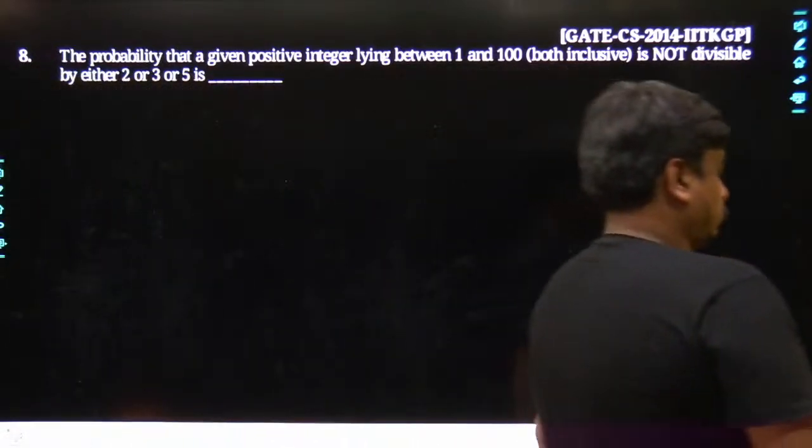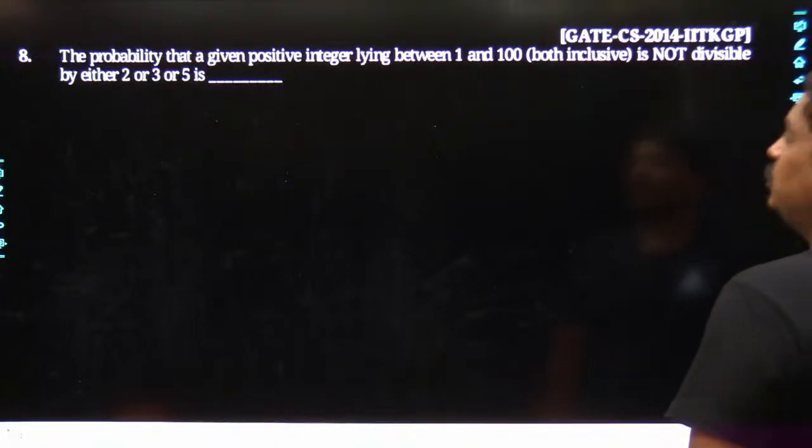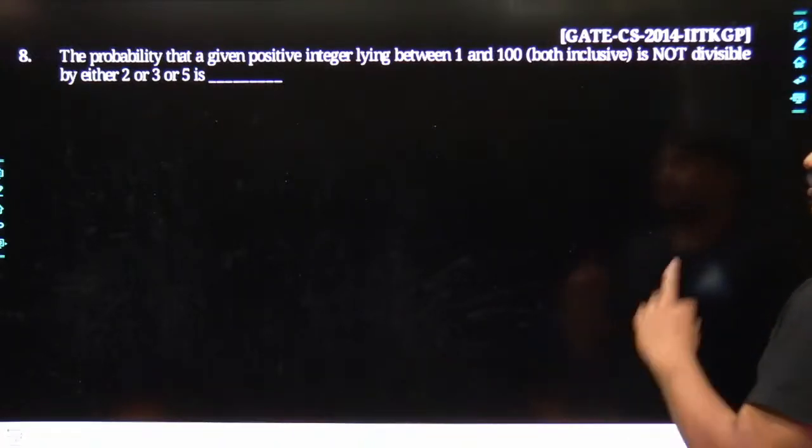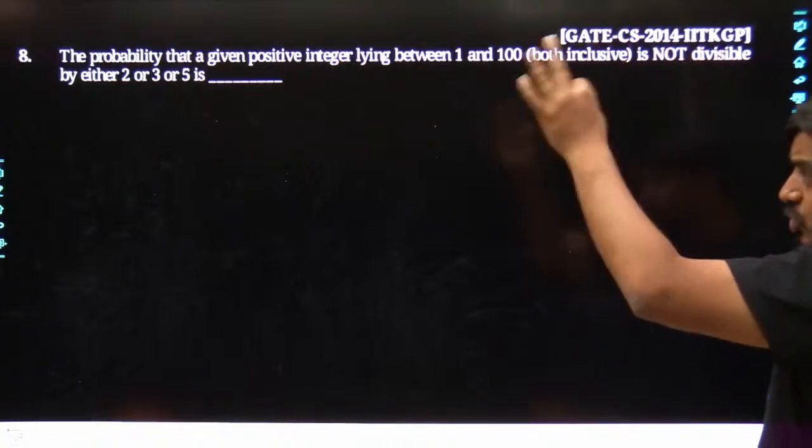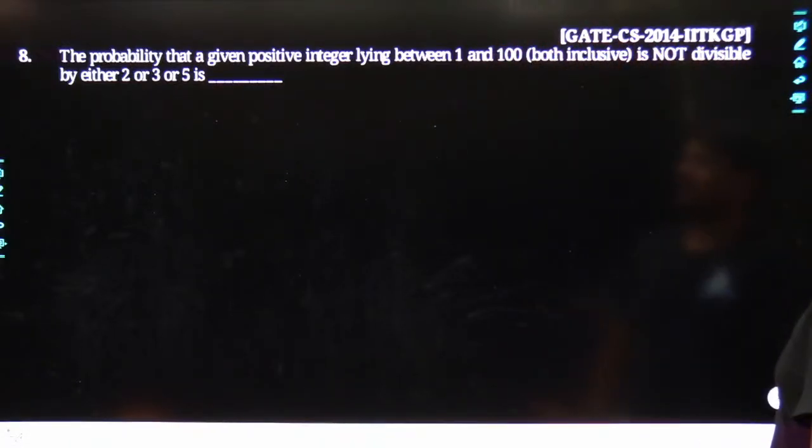And once you are done with the answer, you should also write what your approach was while solving this problem. So we had to choose a number which is not at all divisible by 2, 3, or 5.